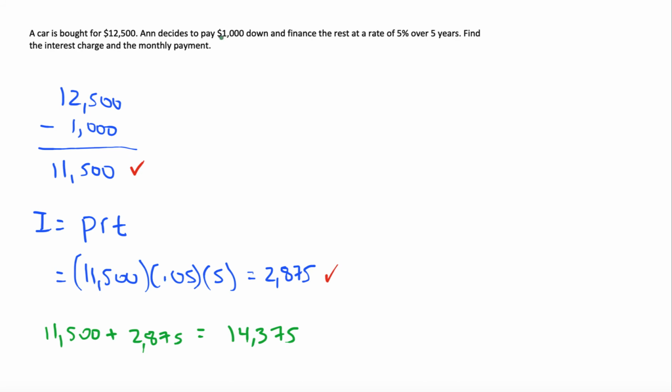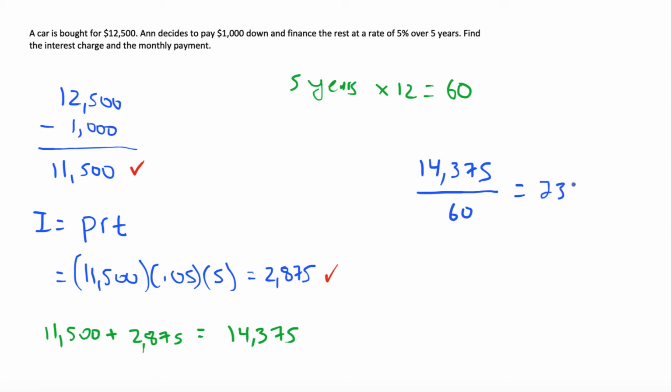So then, we know that Ann decides to pay the rest over 5 years, right? So 5 years would represent how many payments? Well, we know that there's 12 months in the year, so there's going to be 60 payments. Okay, so the last thing we want to do is take this 14,375, divide that by 60, and then we're going to get the monthly payment. Now, if you do this in your calculators, you can get like 239.5833333.